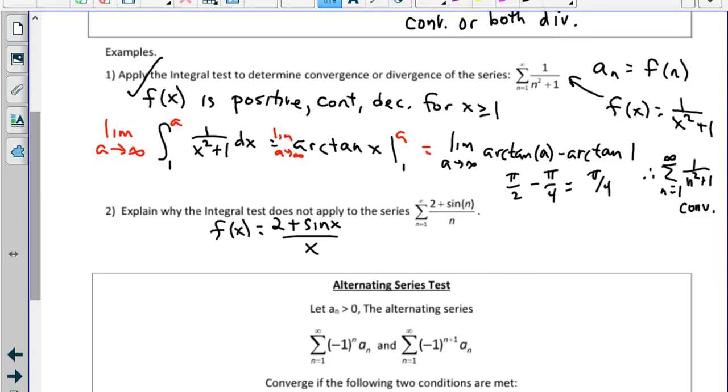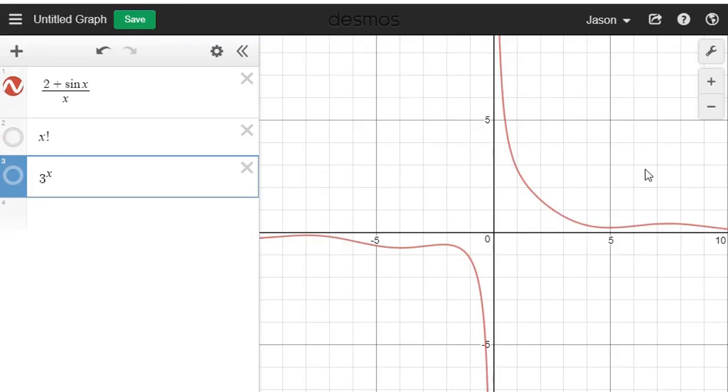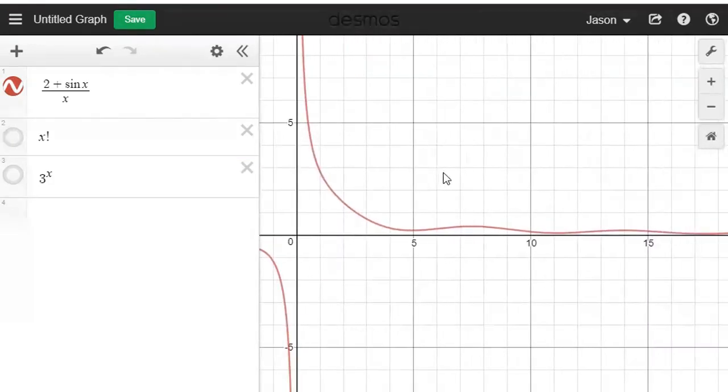It is continuous, but it is not always decreasing. And you can tell because sine is an oscillating function, and since sine is an oscillating function, that means it's not always going to be decreasing. If we look at it, it is positive for all values greater than 1, but as you can see, it is not always decreasing. There are periods of time where it is increasing.